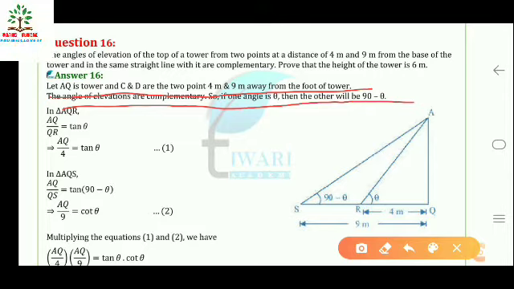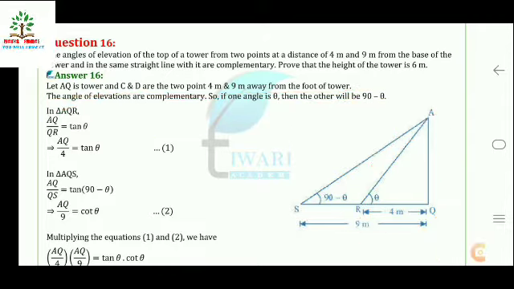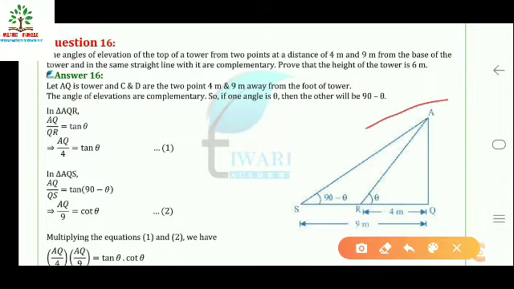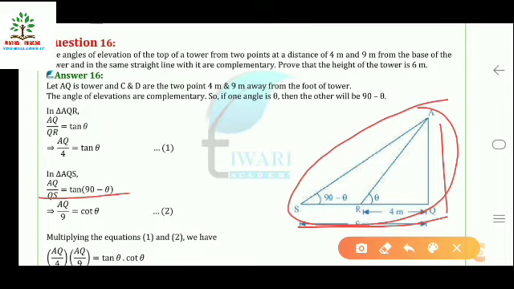Now in triangle AQR, AQ over QR is equal to tan theta. So that is AQ over 4 is equal to tan theta. Likewise, in triangle AQS, this whole triangle, perpendicular upon base is equal to tan 90 minus theta. So AQ upon QS is equal to tan 90 minus theta, that is AQ upon 9 is equal to cot theta, because tan 90 minus theta is cot theta.